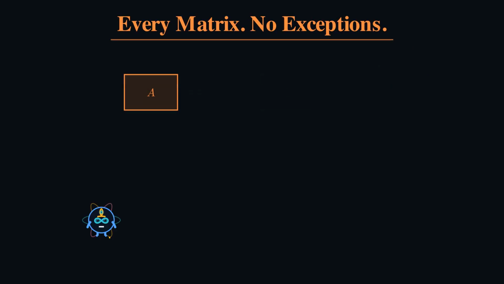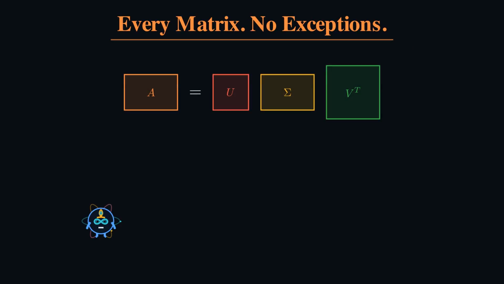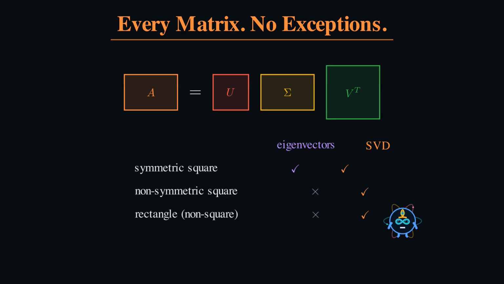Here is the punchline. Even a rectangle, a non-square matrix with different numbers of inputs and outputs, still splits into a rotation, a stretch, and a rotation. The blocks just change shape to fit. Eigenvectors work only sometimes. The SVD works always, for every matrix ever written. That is why it, not eigenvectors, is the workhorse of machine learning.